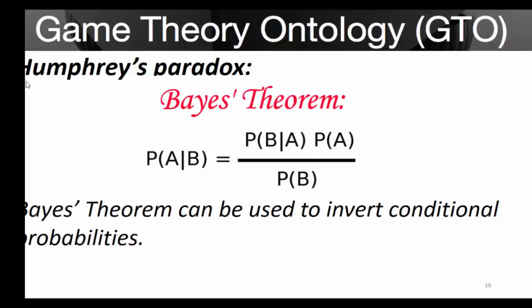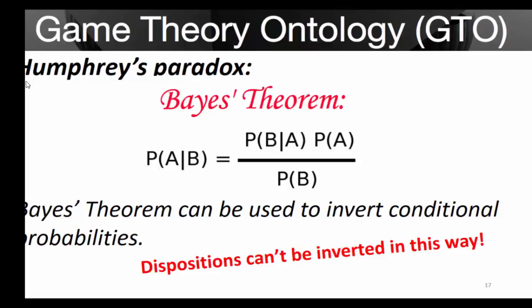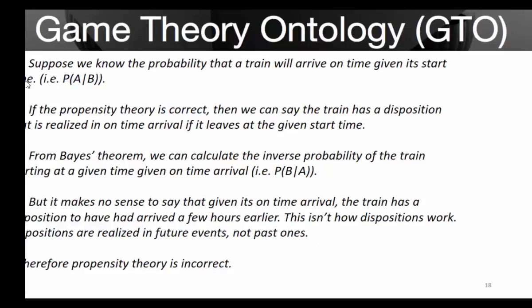The other one is Humphrey's paradox, which is a long-standing problem for Popper's view. This follows Bayes' theorem, which says that we can calculate inverse probabilities using Bayes' theorem. So if we know the probability of A given B, we can also compute the probability of B given A. Now, dispositions, unfortunately, can't be inverted this way, or at least that's my interpretation. So I'll slow down and we can spend some time on this slide. I'll go ahead and read it with you.